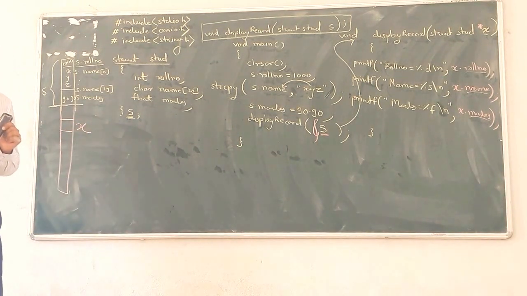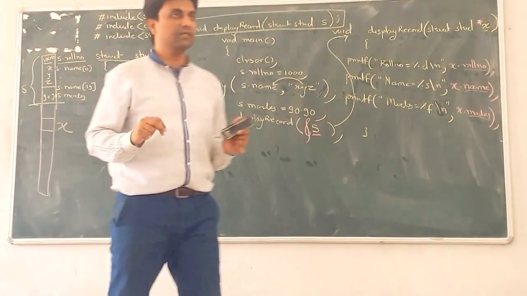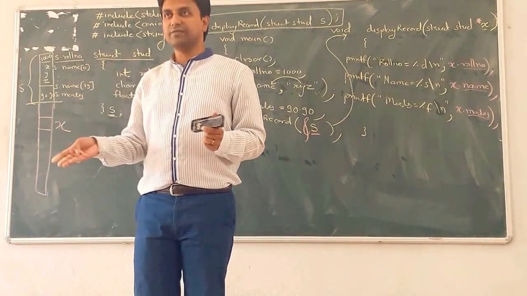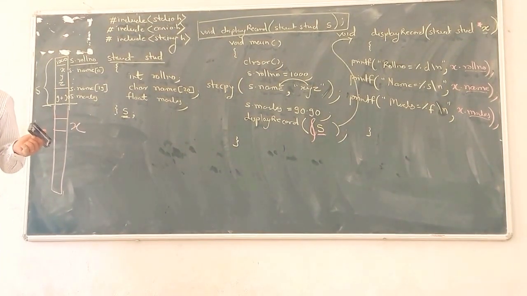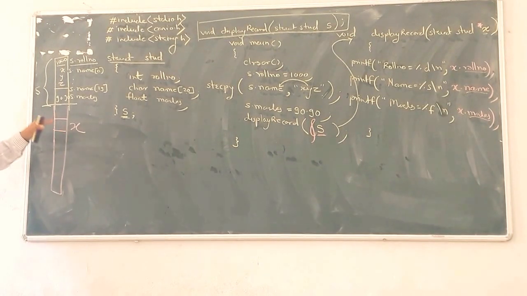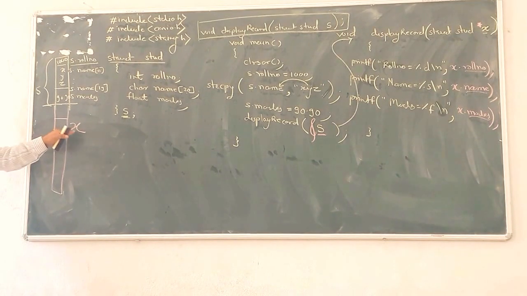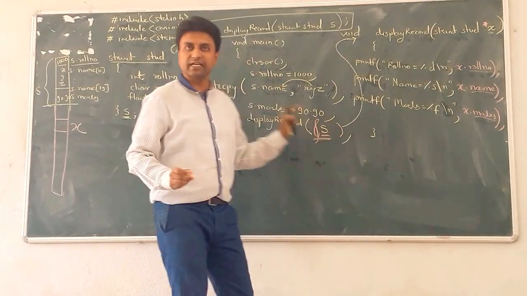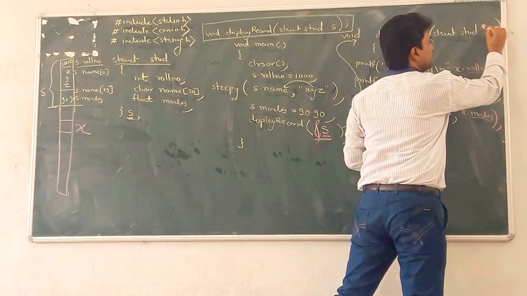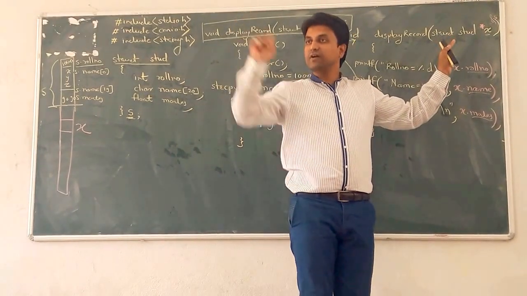How many bytes are reserved for x? If it is a 32 bit system, then 2 bytes are reserved for x, because it is a pointer type. If it is 64 bit, then it reserves 4 bytes. Clear? Any type of pointer variable reserves only 2 or 4 bytes. So x is a pointer type structure variable, and it stores the address that we have to pass: the address of s. So pointer x is equal to address of s, and this is done at run time.